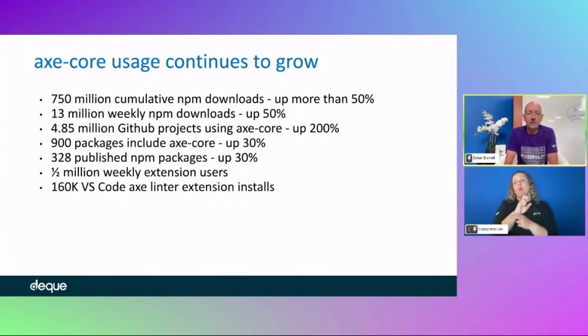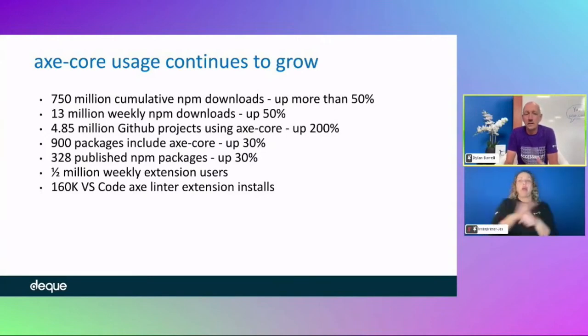900 packages on NPM that include Axe Core. 328 published NPM packages, which is up 30% from last year. We have over 500,000 weekly users of our extensions, and we have 160,000 VS Code extension installs to date. So really phenomenal uptake of automated testing based around Axe.